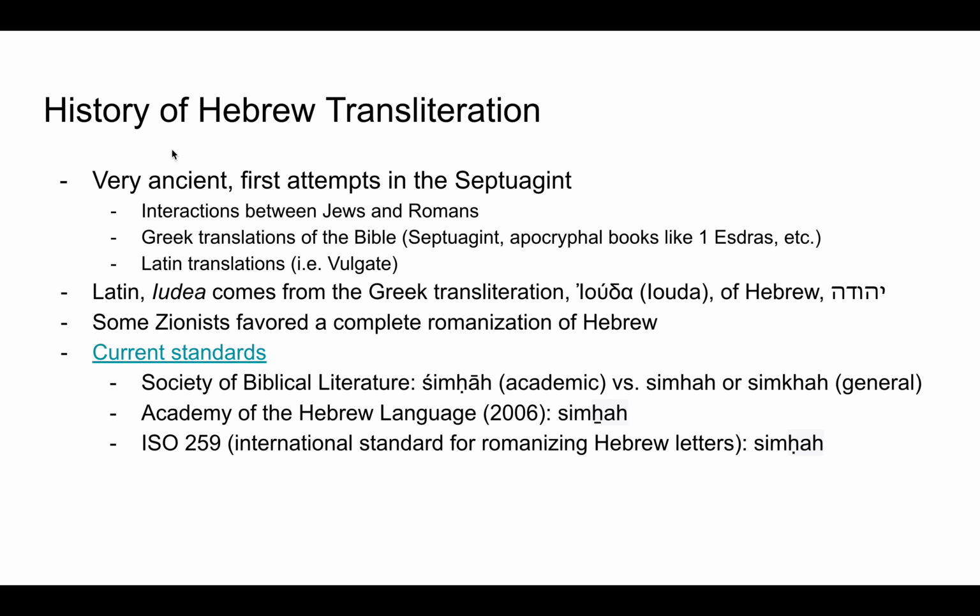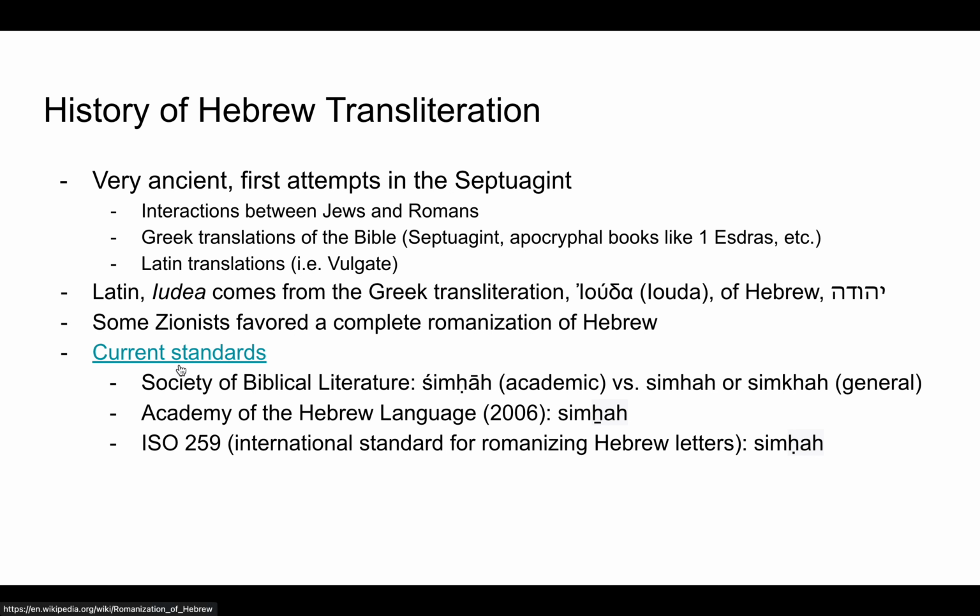Hebrew transliteration is a very ancient, old problem, first found in the Septuagint, or the Septuagint as it's pronounced in Europe. And you can see this also in the Vulgate and other ancient translations where they try to represent Hebrew names into Greek or Latin alphabets. For example, Judea comes from the Latin Iudea, I-U-D-E-A, which is Greek Ioudaia, which comes from the Hebrew Yehuda. So you can see that transliteration happening. And this has evolved throughout time.